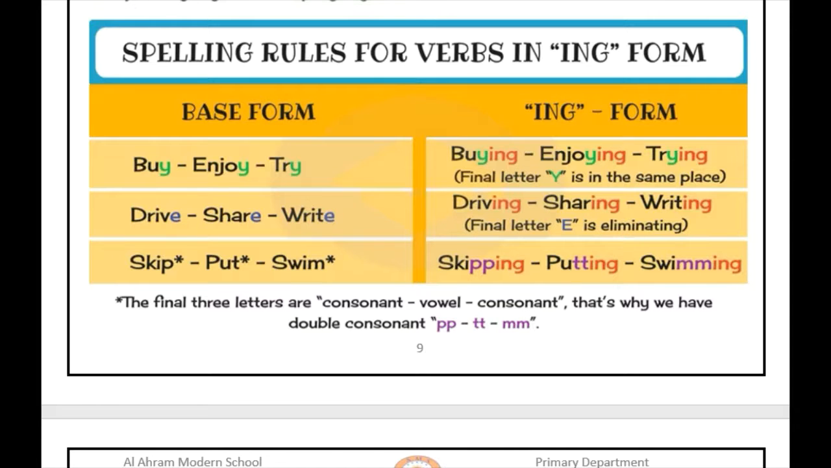If the verb has the final three letters as consonant, vowel, consonant, we simply double the last consonant. For example, for the verb skip, the last three letters are K, a consonant, I, a vowel, and P, a consonant. So we have to double the letter P and add ing. Skip, skipping. Put, putting. Swim, swimming. And the same applies for put and swim.